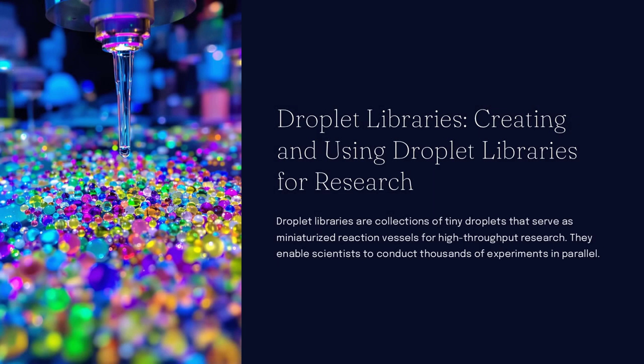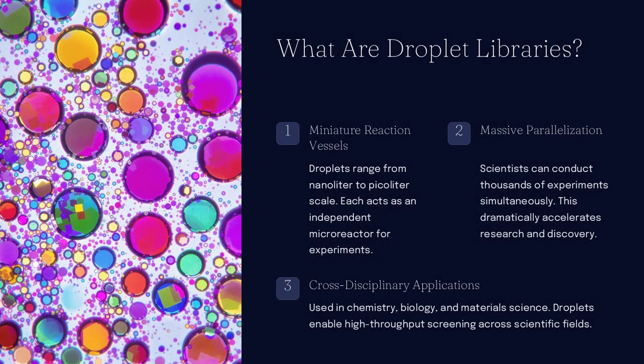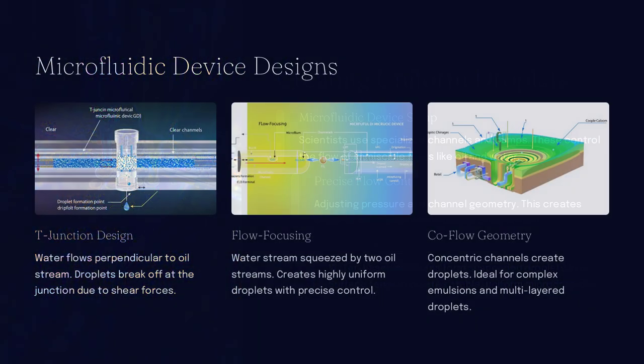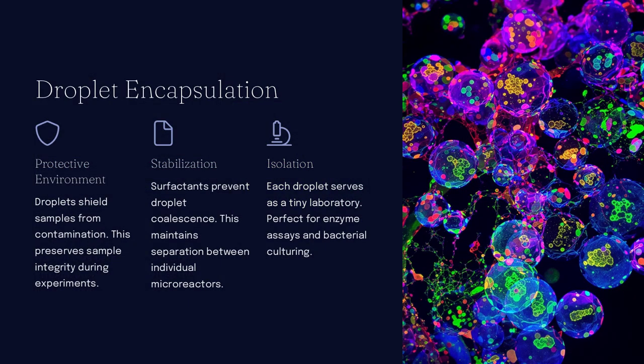Droplet libraries are collections of tiny discrete droplets, often on the nanoliter to picoliter scale, that serve as miniaturized reaction vessels for high-throughput research. By compartmentalizing reactions into individual droplets, scientists can conduct thousands of experiments in parallel, significantly accelerating discovery in fields ranging from chemistry and biology to materials science.